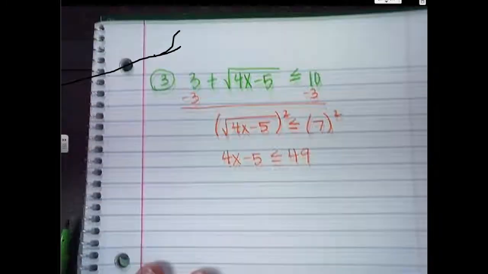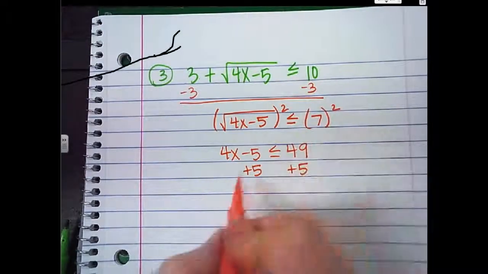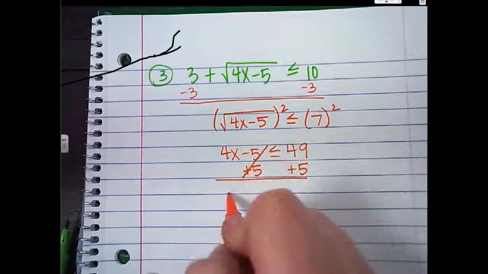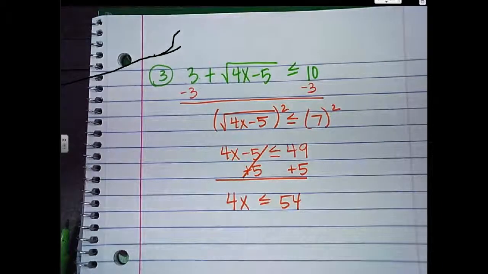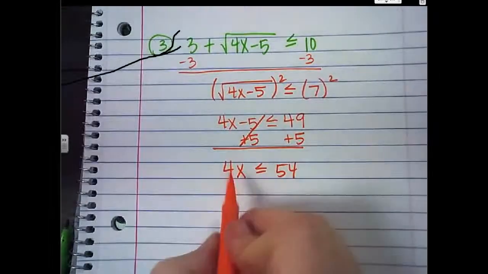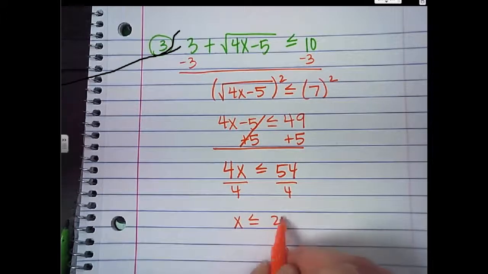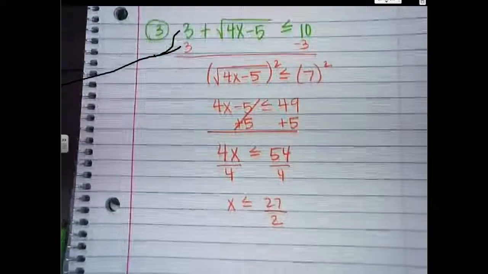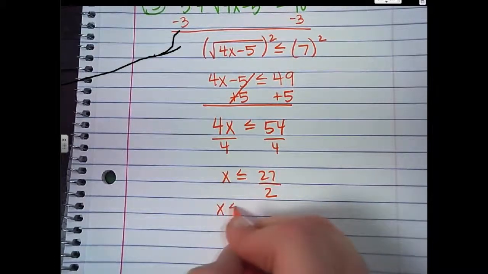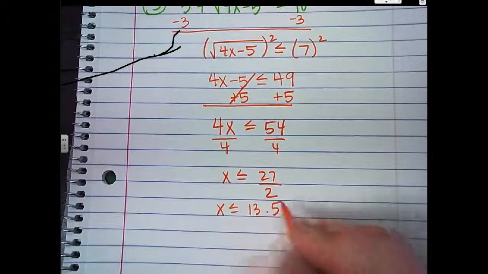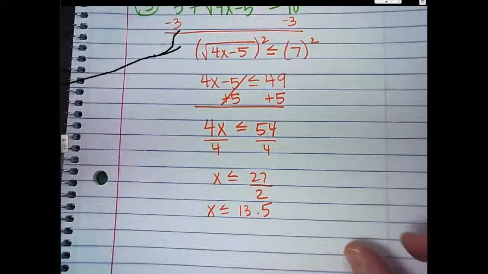It might be easiest to change your fractions to decimals. It just depends. If you're okay visualizing where the fraction goes, then no big deal. So when you divide by 4, you get 27 over 2. What's that as a decimal? 13.5. So if you like the decimal, go with the decimal. If you don't care, then you can leave it.